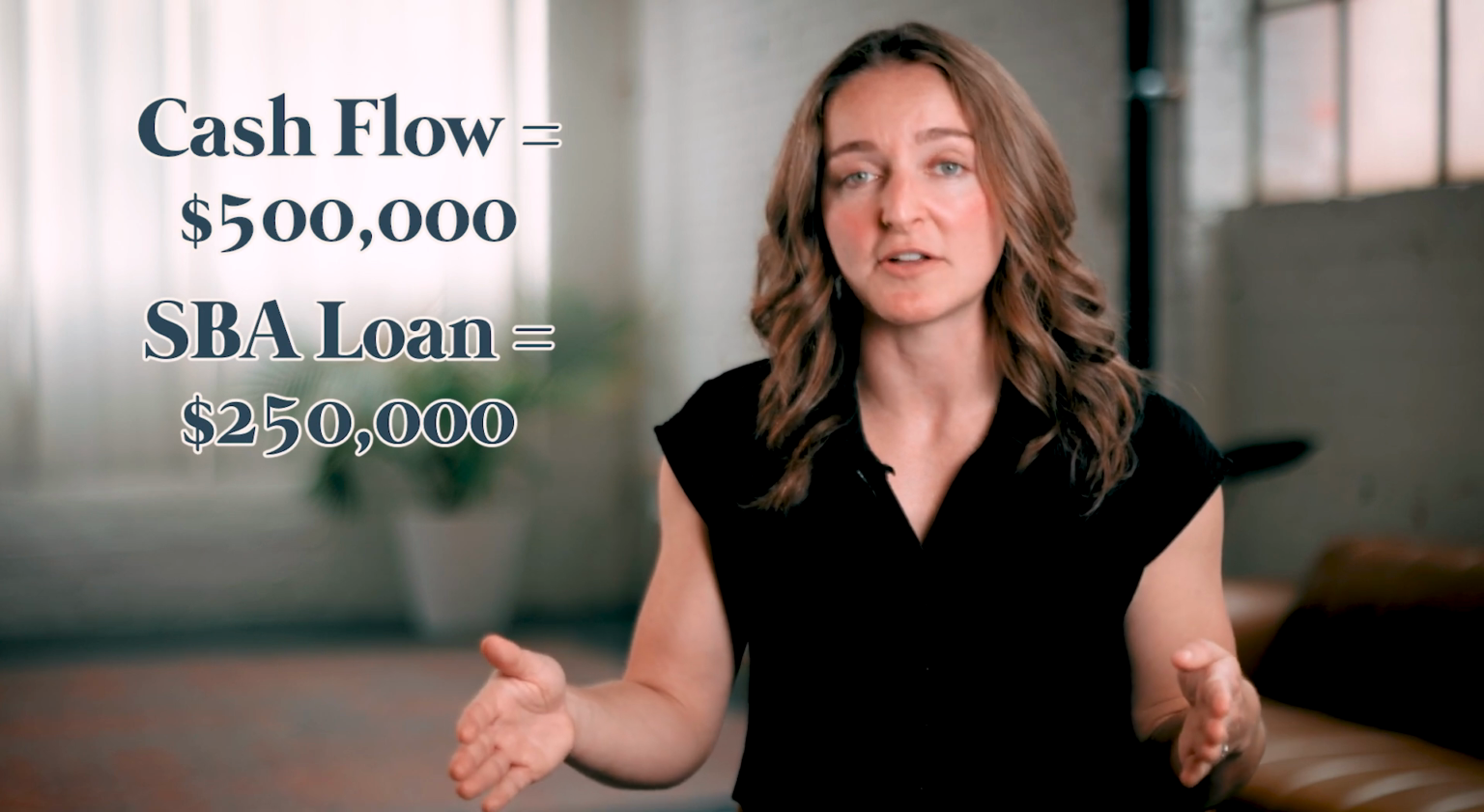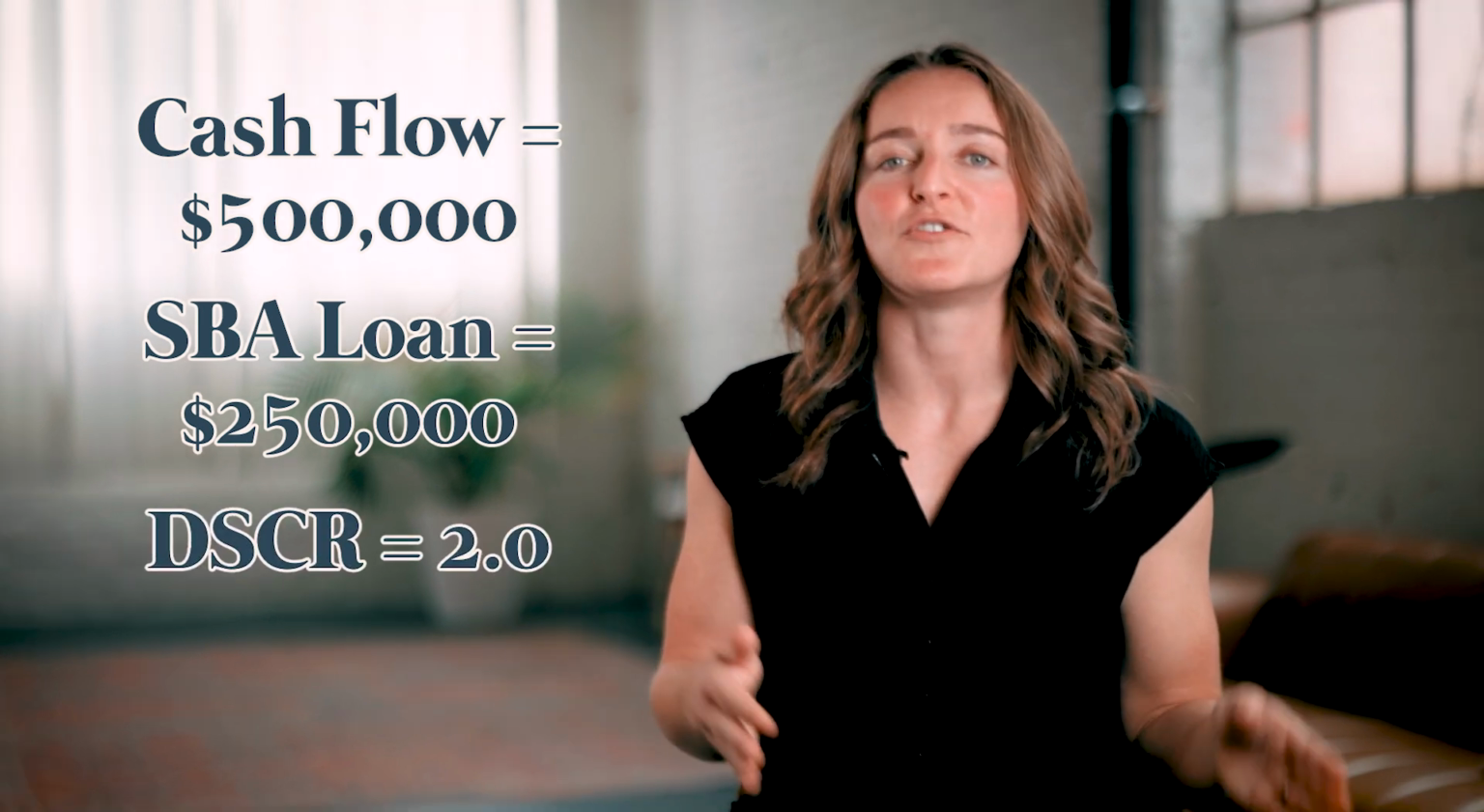So let's say, for example, your total annual cash flow is $500,000 and your total annual SBA loan payment is going to be $250,000. You would end up with a DSCR of 2.0, which is a fantastic debt service coverage ratio. SBA lenders are typically looking for a minimum of a 1.2 DSCR, and they typically want to see that DSCR for the past 3 to 4 years.